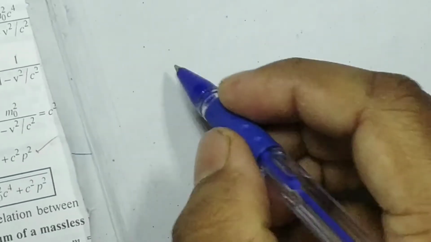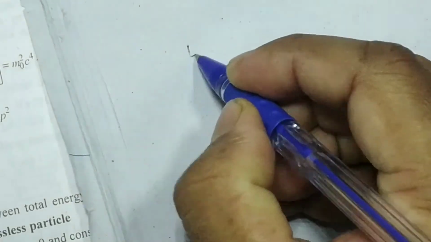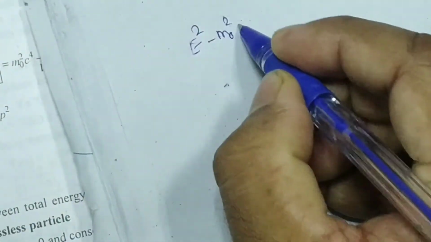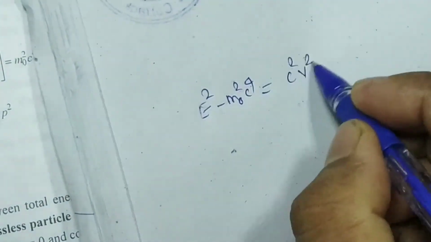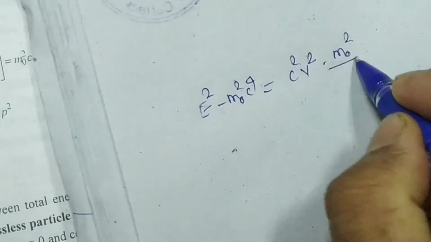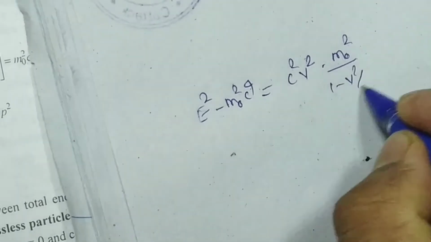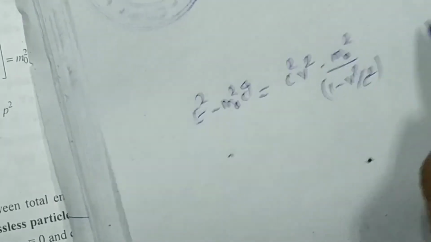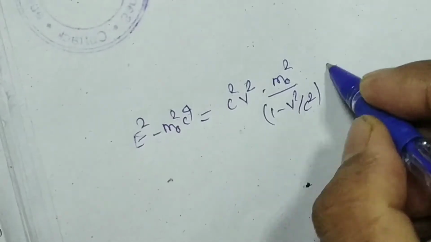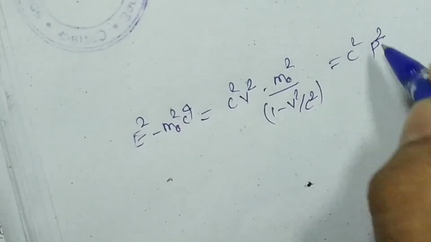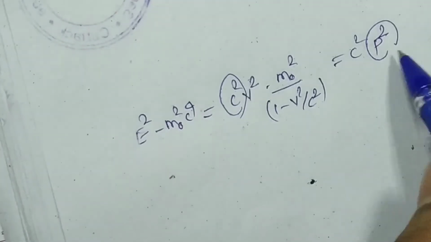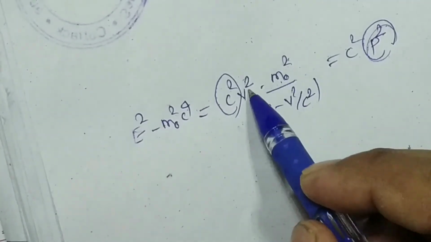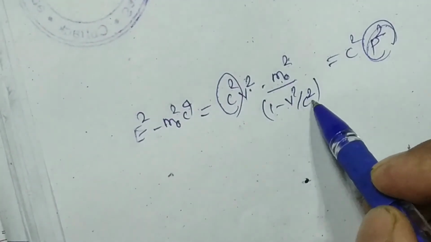So here we found that E square minus m0 square c to the power 4 equals c square v square into m0 square by 1 minus v square by c square, and it will be c square into p square. How is it p square? P square is nothing but m0 square v square by 1 minus v square by c square.